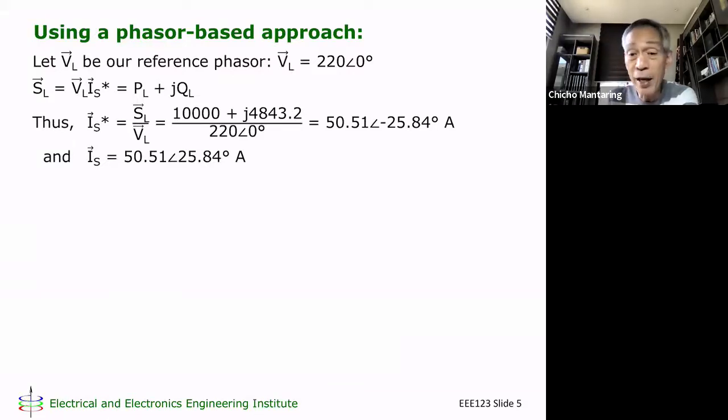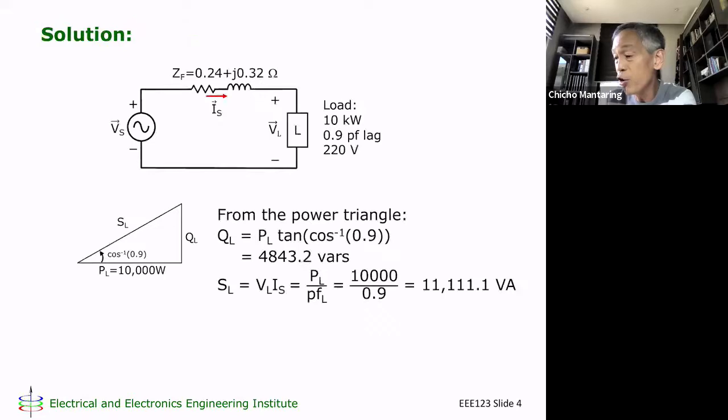Okay, so knowing I_S, any suggestion on what the next step should be? Anyone? Shout out lang. So what do I know already? Maybe I should go back to this. I already know this I_S. I know V_L, this is my reference phasor. So what do you suggest would be the next thing we do? Anyone?